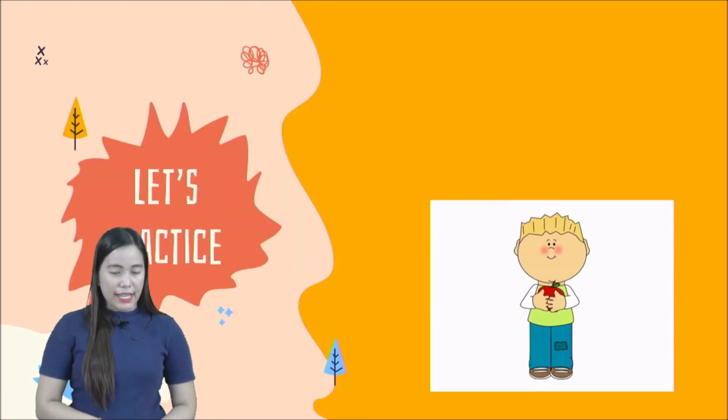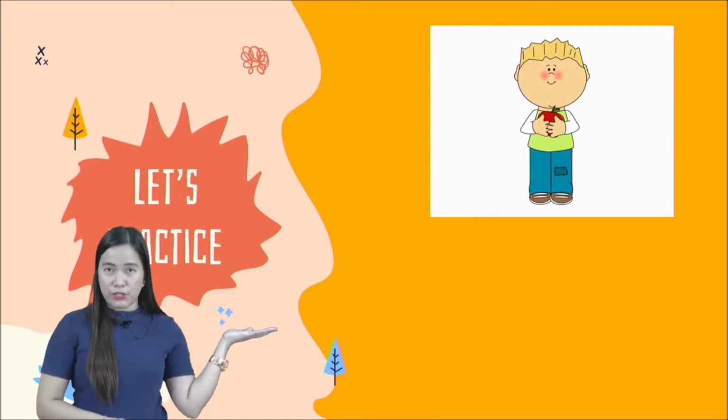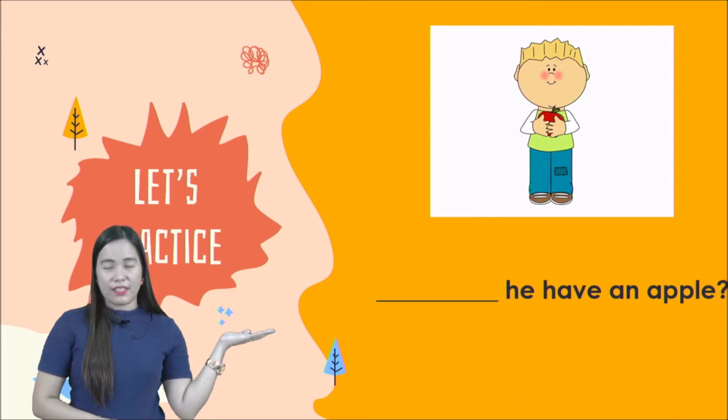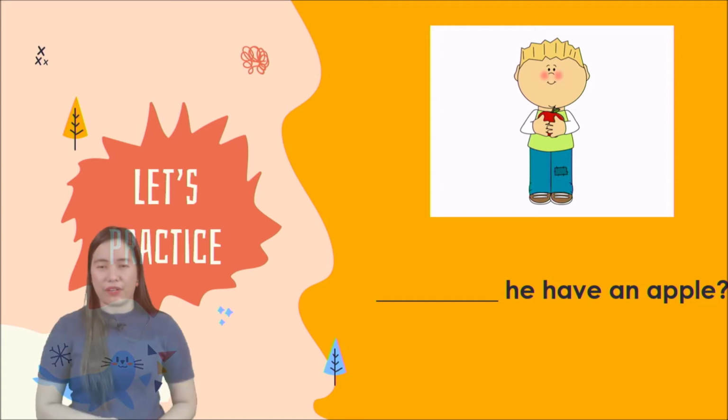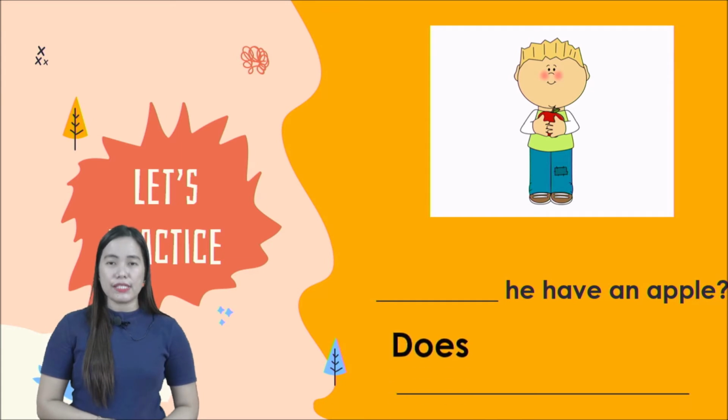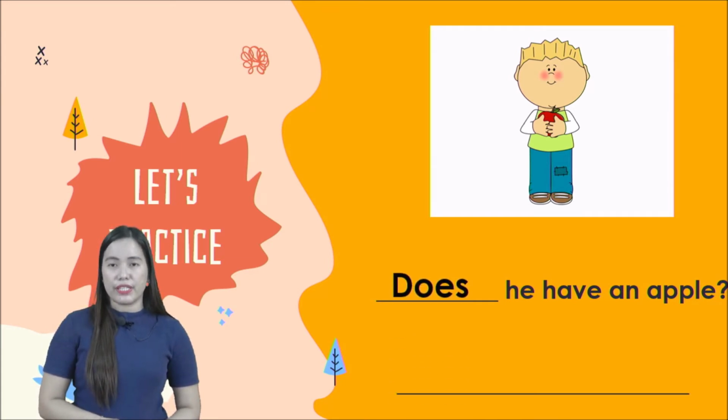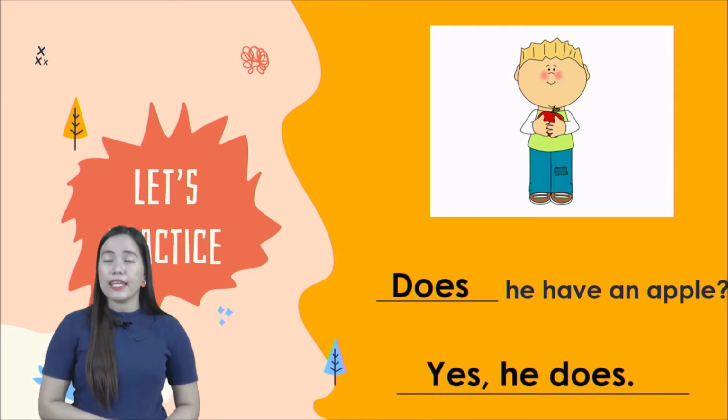Okay, let's practice. Look at the picture. Blank, he have an apple. What you will use? Do or does? Look at the subject. It is he because it is a boy. What you will use? Very good. You use does. And for the answer, yes, he does.